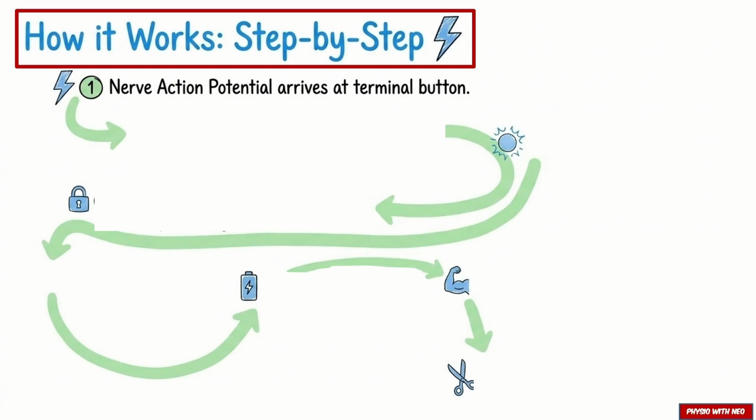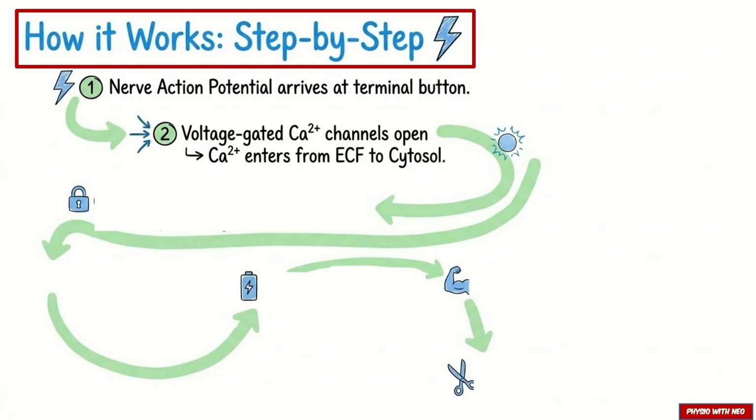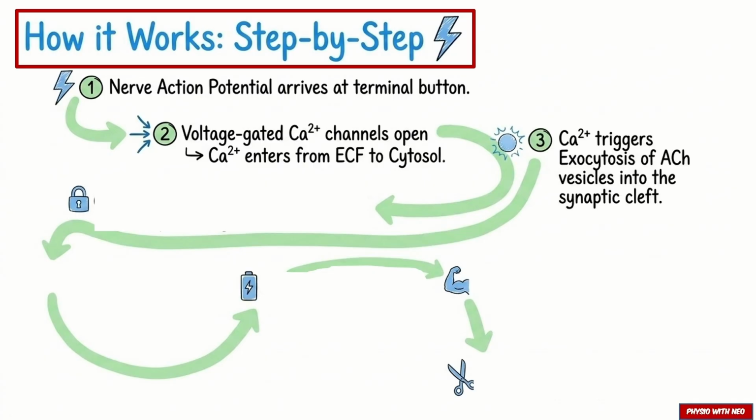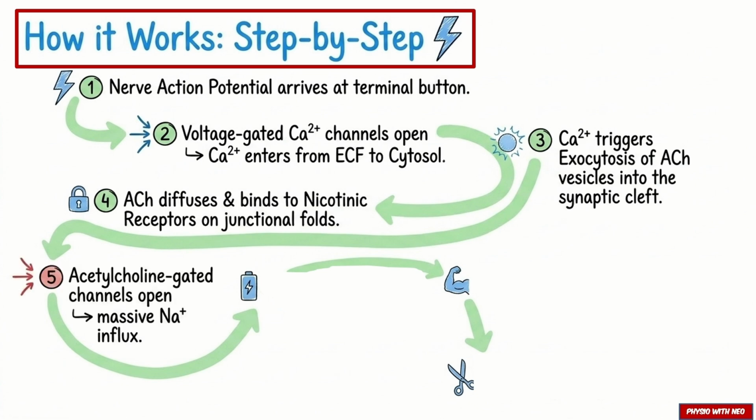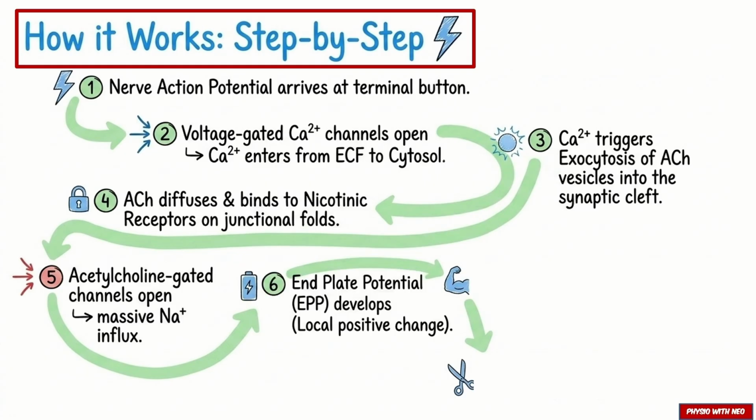First, the nerve action potential arrives at the terminal button. Then voltage-gated calcium channels open and calcium enters from the extracellular fluid. This triggers exocytosis of acetylcholine vesicles into the synaptic cleft, and this acetylcholine diffuses and binds with the nicotinic receptors on junctional folds. This leads to the opening of acetylcholine-gated sodium channels and a massive influx of sodium that leads to the development of end-plate potential.